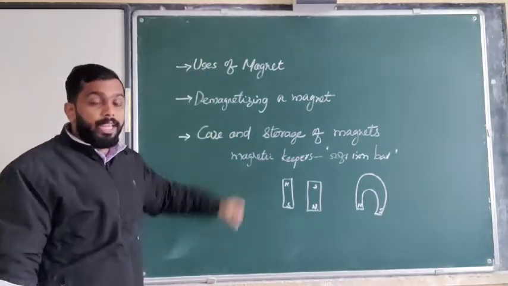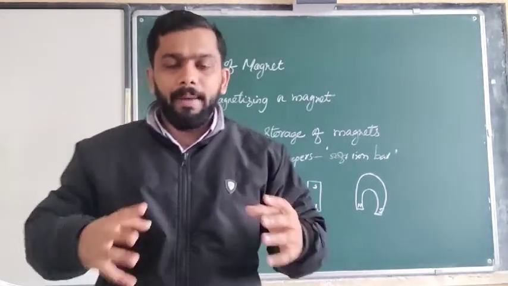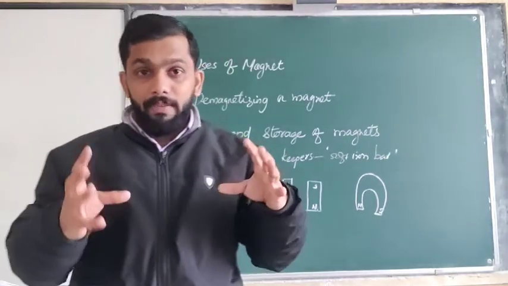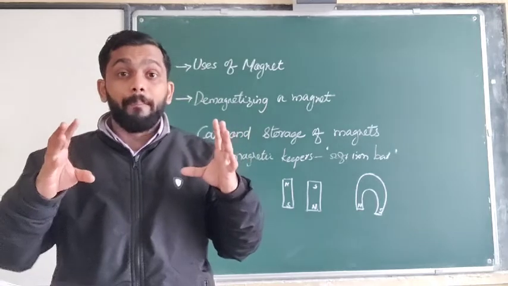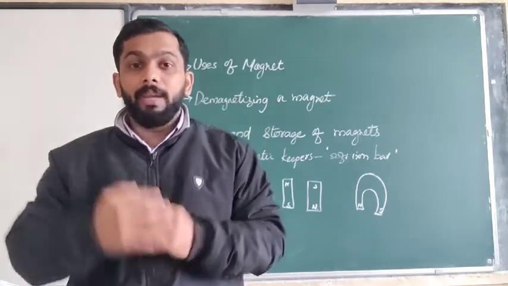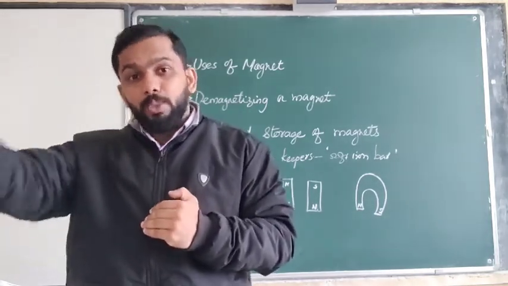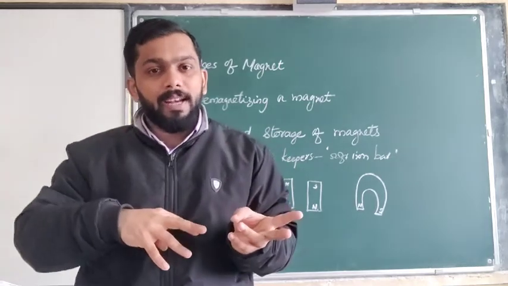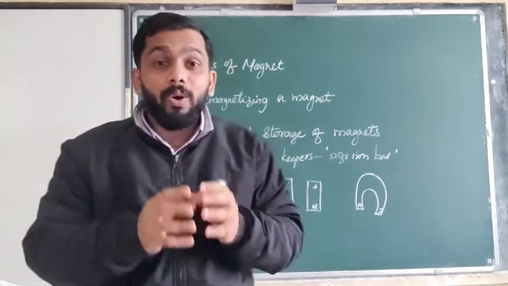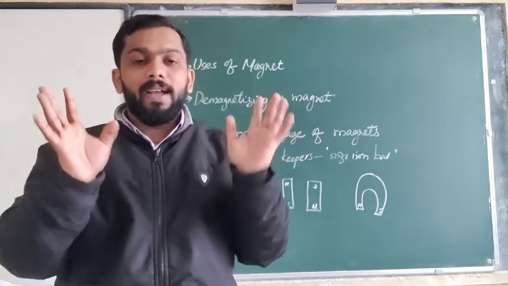Demagnetizing a magnet. What do you mean by demagnetizing? Already we have learned in the previous classes how to magnetize a magnet. Magnetizing means making a magnetic material into a magnet. Then what will demagnetizing be? Just the opposite. We are going to destroy the properties of the magnet.